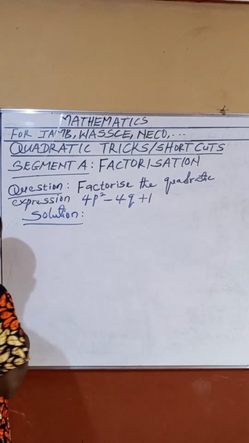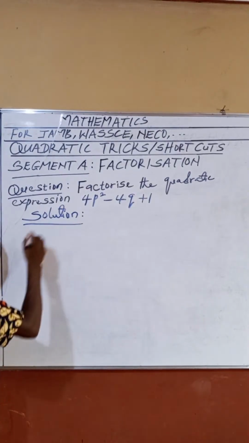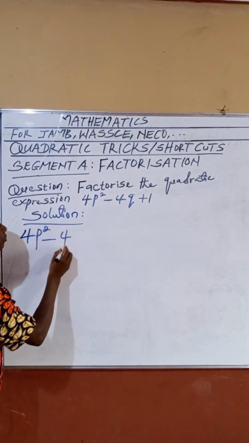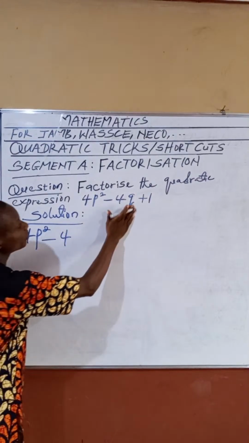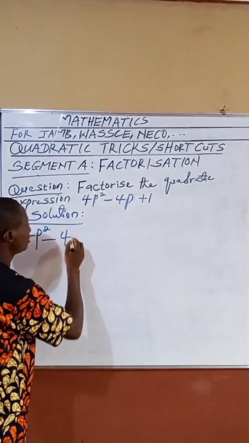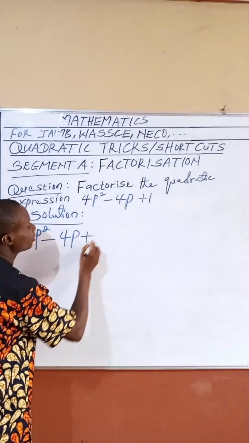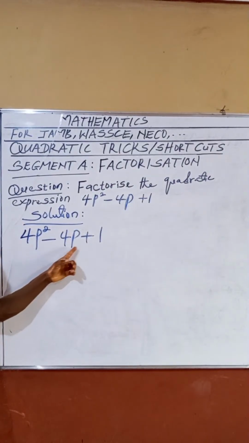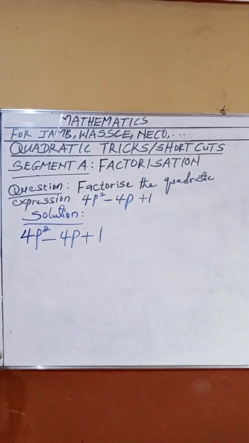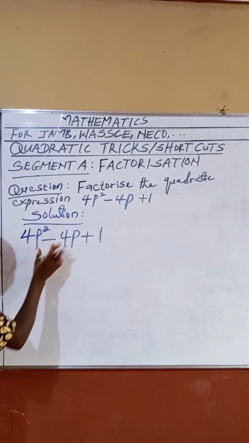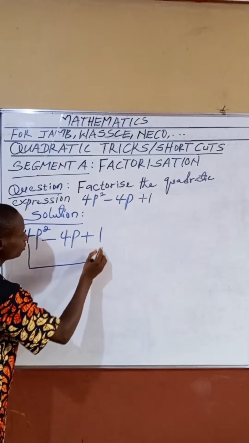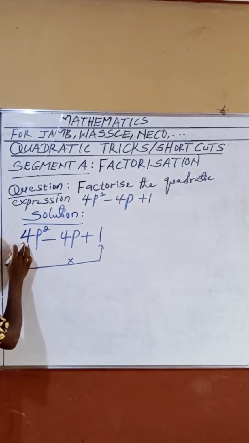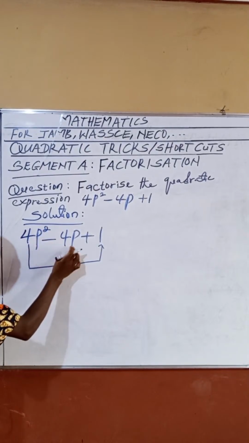Thank you very much for rejoining me. So this is 4p square minus 4p plus 1. Okay, this is what we have. So we are going to do the same. We are factorizing. So we take this 4 and multiply it. If we transform this way, remember this is 4p square minus 4p plus 1.